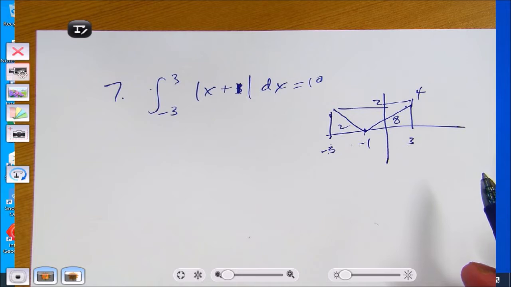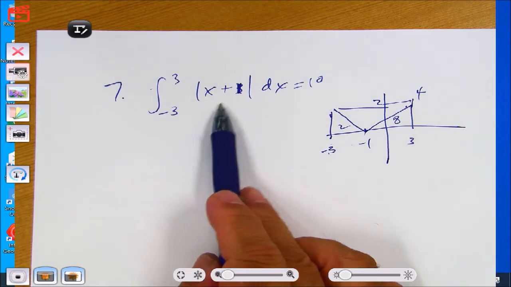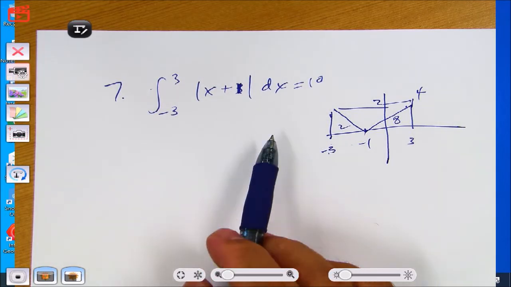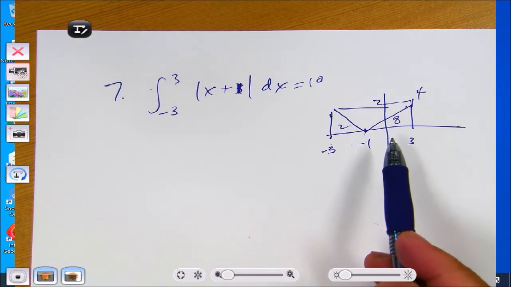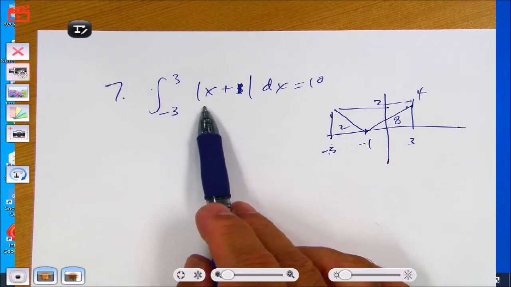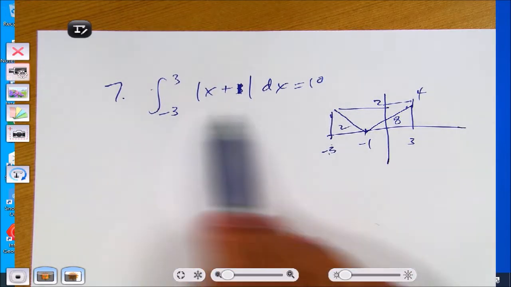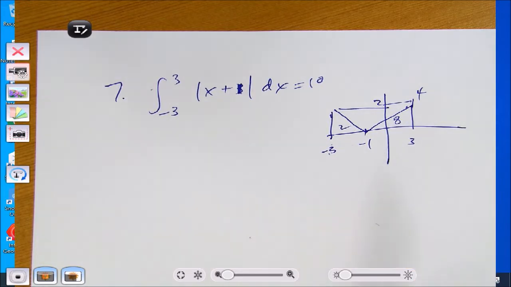So the height is 2 at -3? Yes. Because I plugged in -3 into the absolute value of x plus 1. -3 plus 1 is -2. The absolute value of -2 is +2. Don't forget to take the absolute value after you calculate the inside. If you plug in 3, 3 plus 1 is 4. If you think that it's absolute value, so you plug in -3 as 3, then it's messed up, right? Exactly. Alright.